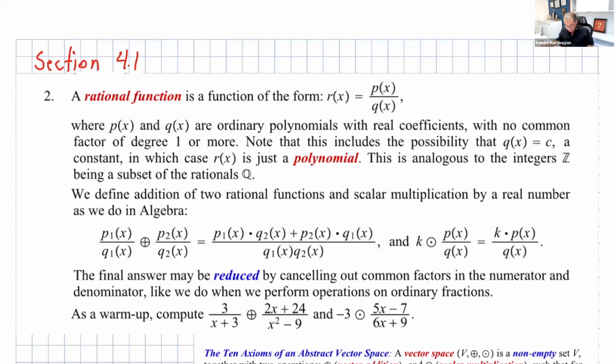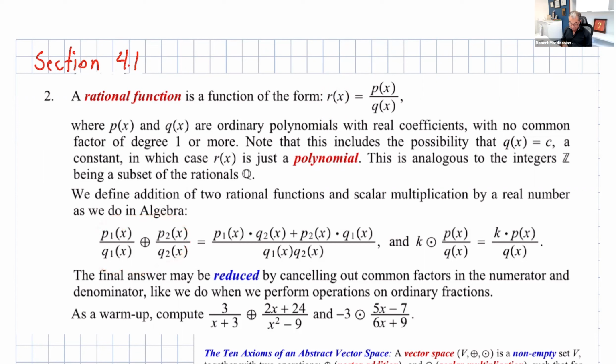Welcome everyone. In this video, we're going to go over problem number 2, section 4.1, and basically it's about proving vector spaces. In this problem, you're given a rational function p of x over q of x, and the vector addition is given by this formula.